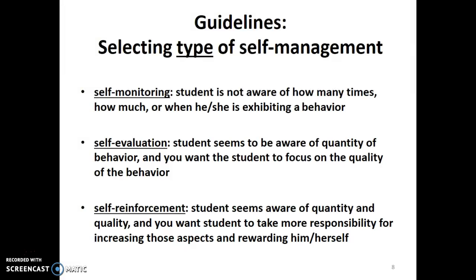You may decide on self-monitoring if the student is not aware of how many times, how much, or when he or she is exhibiting a behavior. Select self-evaluation if the student seems to be aware of the quantity of behavior and you want the student to focus on the quality of the behavior. Self-reinforcement is when the student seems aware of quantity and quality, and you want the student to take more responsibility for increasing those aspects and then rewarding him or herself.